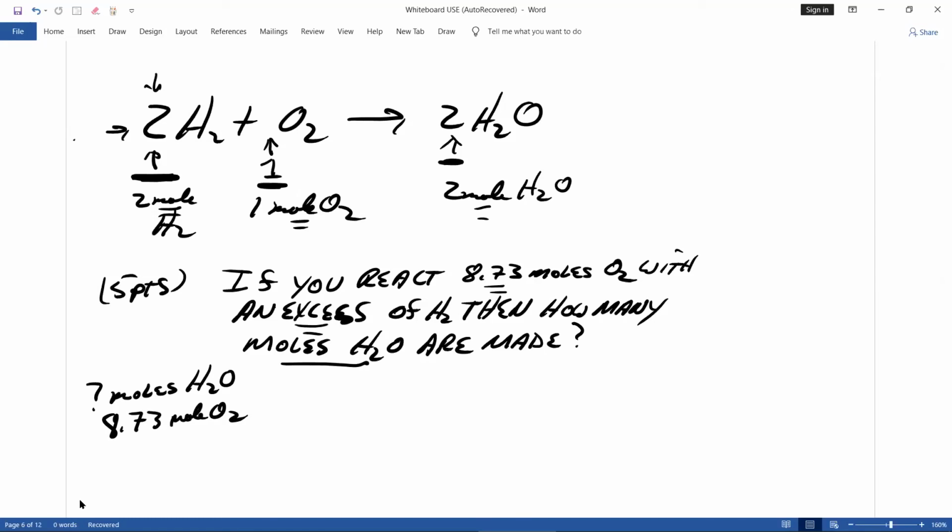Now, whenever you see an excess of a compound, that means you don't have to consider it. What this means is 8.73 moles of oxygen will react with all the hydrogen needed to react all of this oxygen. You will also be given a balanced chemical equation, because you can't do the problem without it. So you'll be given this balanced chemical equation, and we figured out we're trying to find this, and we're given also this.